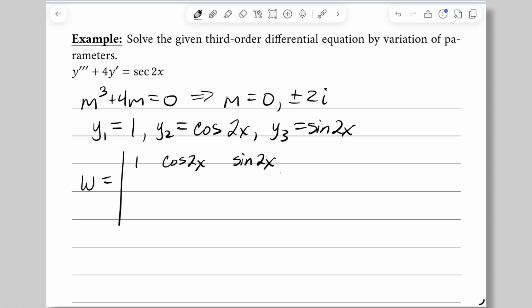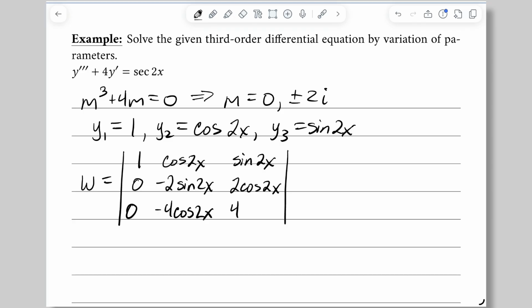And then remember, in the case of a 3 by 3 Wronskian, or a Wronskian with 3 functions, we have 3 rows, each of which is just a successively higher order derivative. So the first column is 1, 0, 0, those derivatives. The second column is cosine 2x, negative 2 sine 2x, and then negative 4 cosine 2x. The third, did I say row? These are columns. The third column is sine 2x, 2 cosine 2x, and then negative 4 sine 2x.